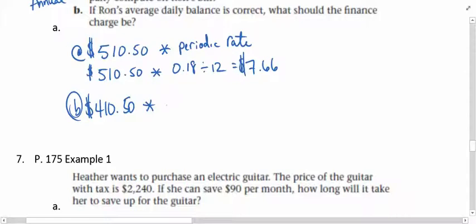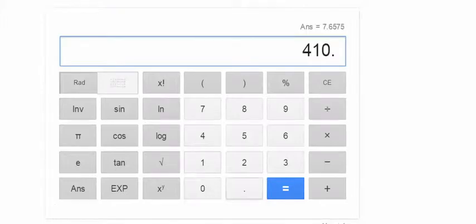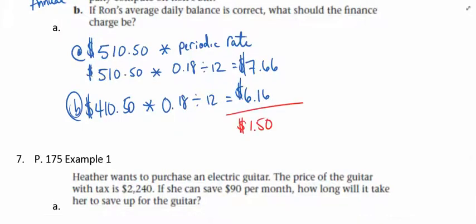$410.50. So we'll multiply that number by 18% and divide that by 12 for the periodic rate. And we see that $410.50 times 18% divided by 12 is really only $6.16. For a difference of $1.50.